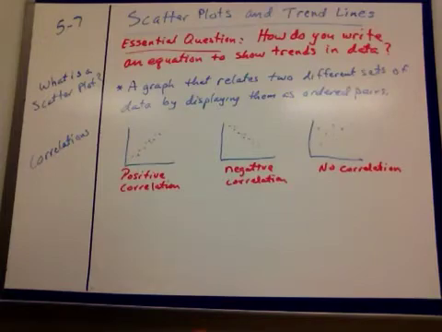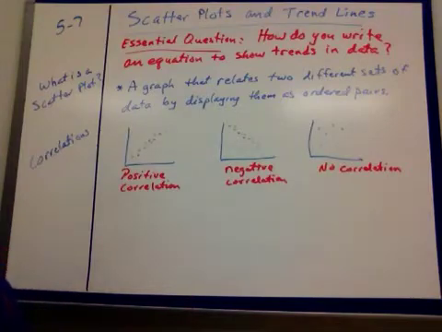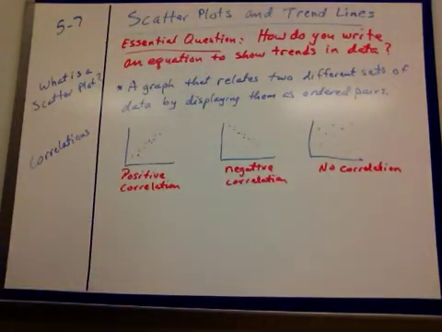But what you'll see here and what we see in the real world is not everything comes out perfect. You don't get a straight line of points that you can draw a line through. You know, in the real world, things are different. You see trends, but you don't always see that exact straight line, and that's where the scatter plot comes in. So how do you write an equation to show trends in data? That's what the scatter plot does for us.